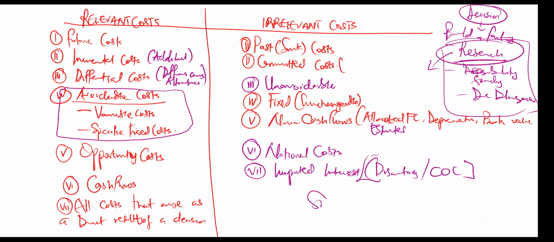So let's say I go to Shell to buy petrol, right? The decision is to buy petrol. Are you listening? If I buy 1 liter, I incur cost for 1 liter. True or false? If I don't buy, I don't incur any cost. True or false?